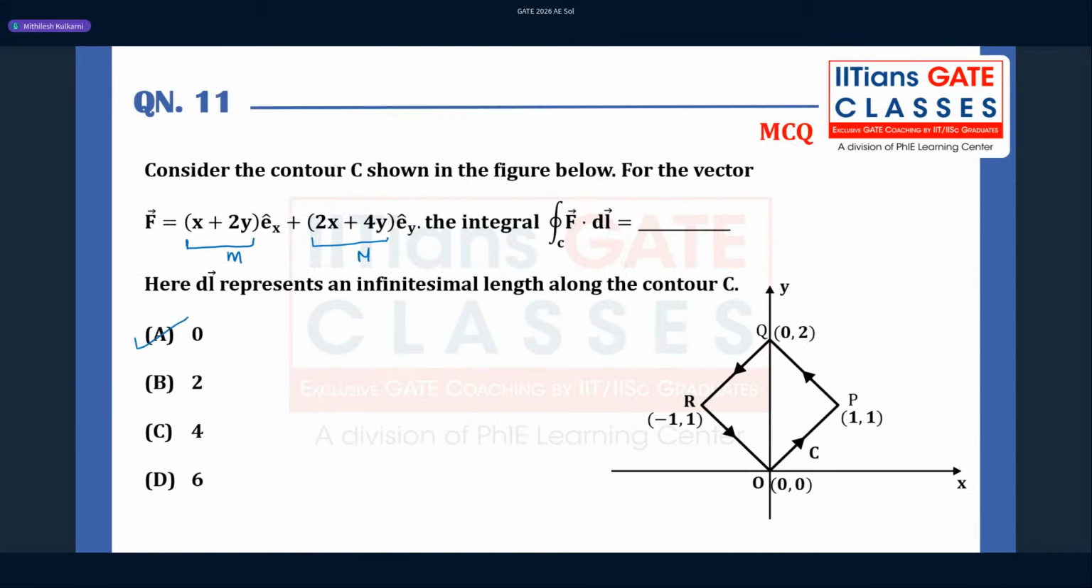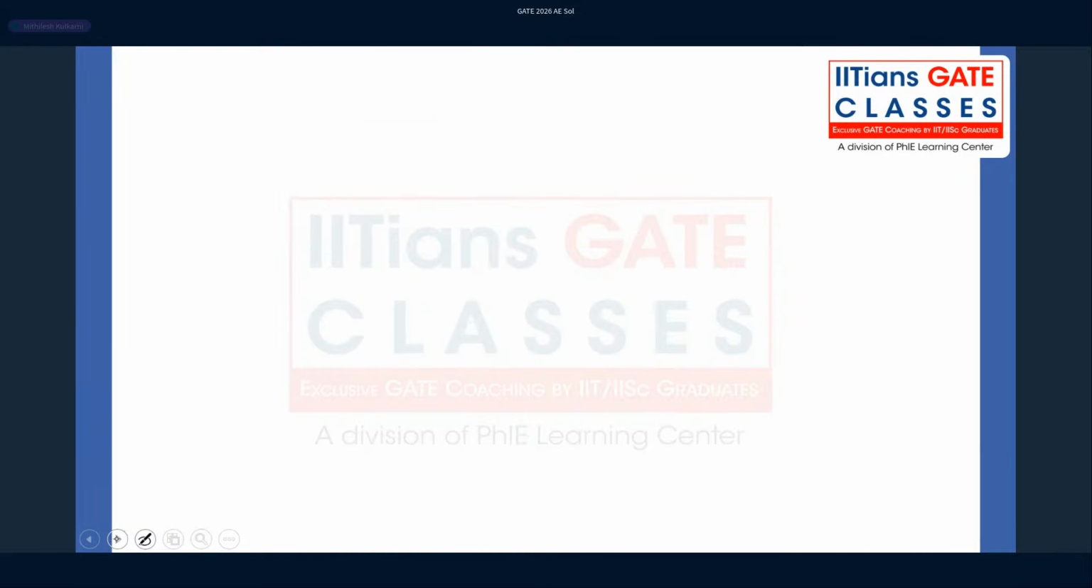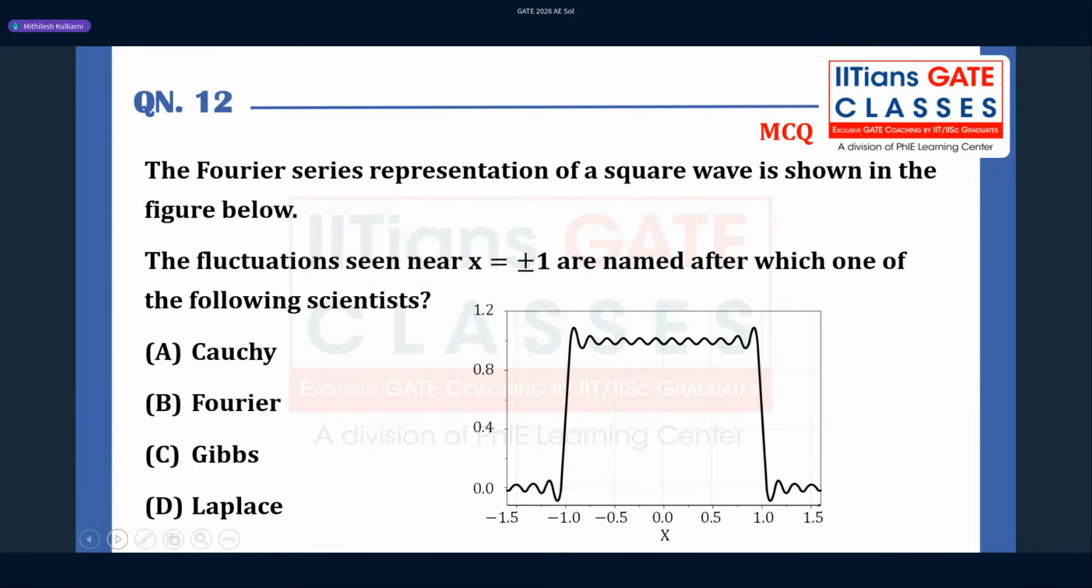Feel free to ask your questions. Let me proceed to the next slide, and we'll talk about the second question. This is again for 1 mark. This question says the Fourier series representation of a square wave is shown in this figure.